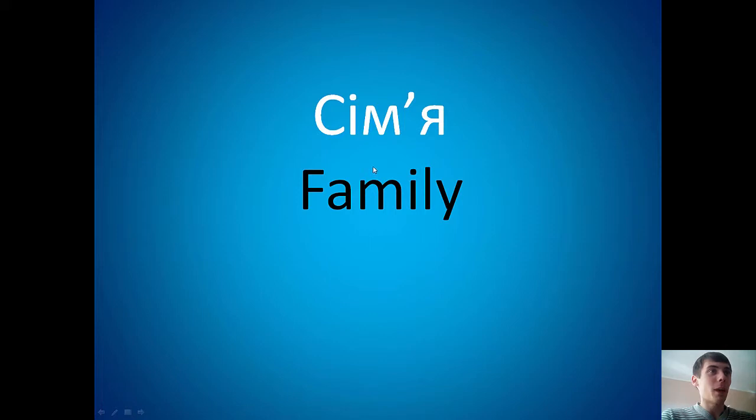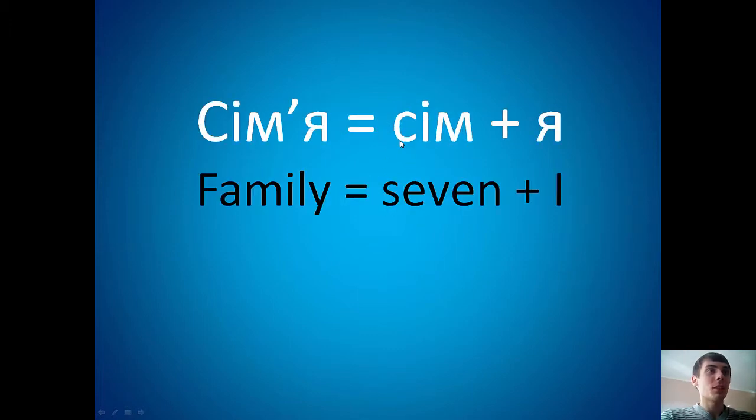You see, the word family in Ukrainian language is сім'я. And this word сім'я consists of really two words: сім, which means seven, plus я, I. It basically means that in the past Ukrainian families were bigger. I mean bigger, like 5 kids, 7 kids, in some cases even 12 kids. Now Ukrainian families are not so big, and it's natural to have 1 kid or 2 kids, maybe 3 kids, but not 10 or 7 or 5 kids. In the past it was common.